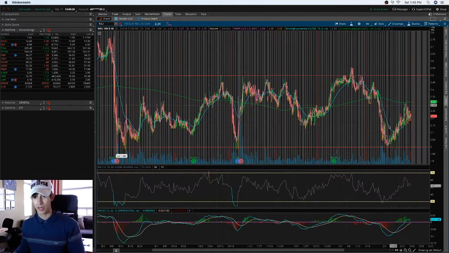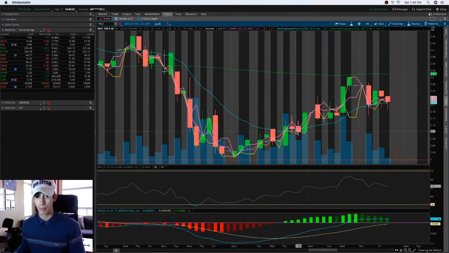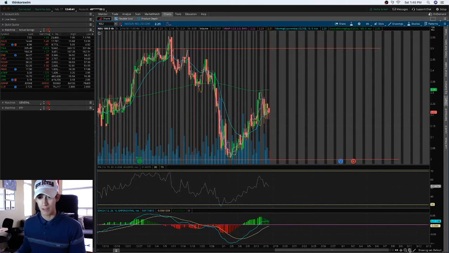I like to wait not only for it to bounce at $2, but I like for the candles, you see these little candles right here, to break above the EMA line, and then I have a confirmation for an uptrend pattern, meaning that now it's starting to show signs of an uptrend. So let me give you an example.